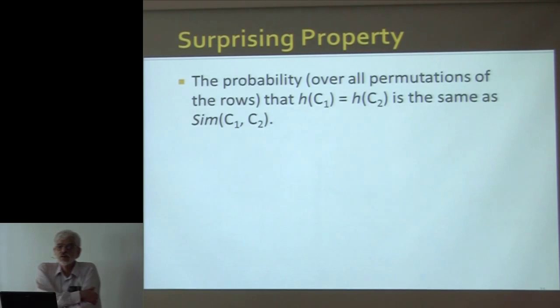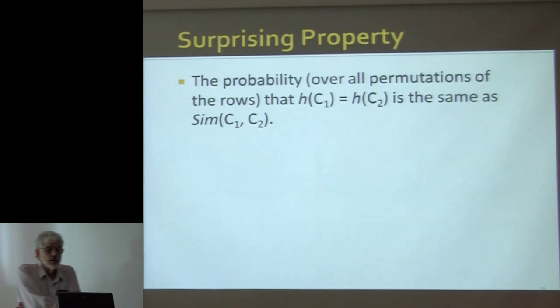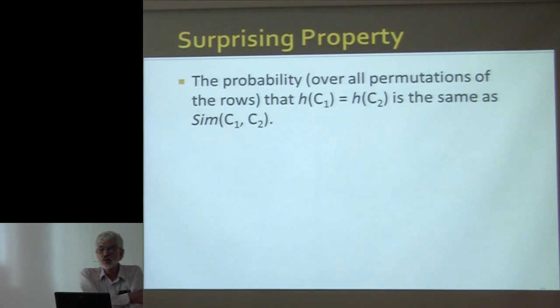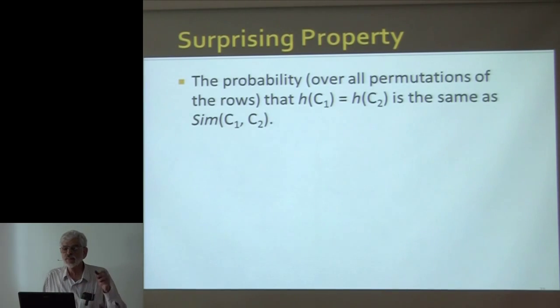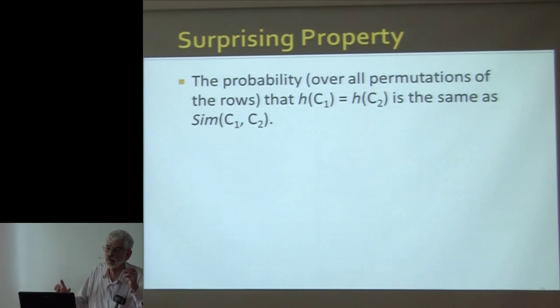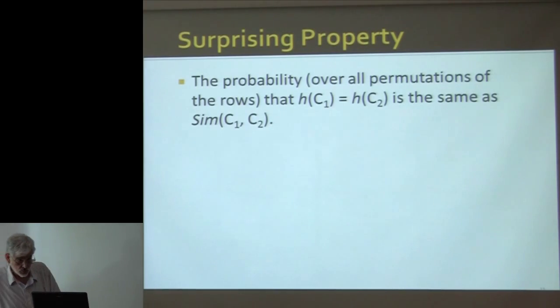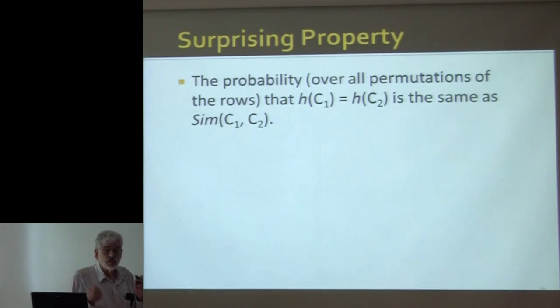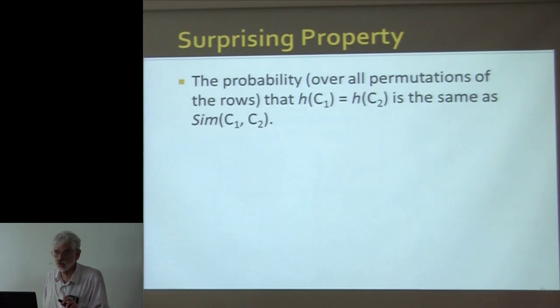Okay, so here's the big deal. Let me just state it. If I randomize the order of the rows, then the probability that the hash function coming from that permutation will assign the same value to 2 columns is exactly the Jaccard similarity of those 2 columns.